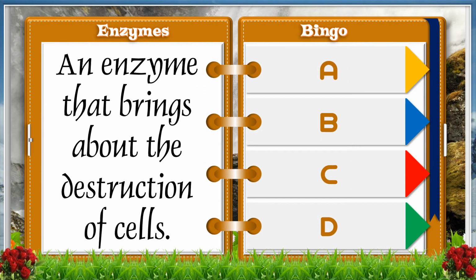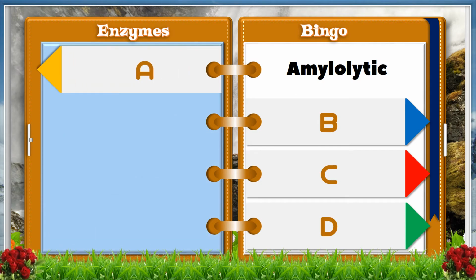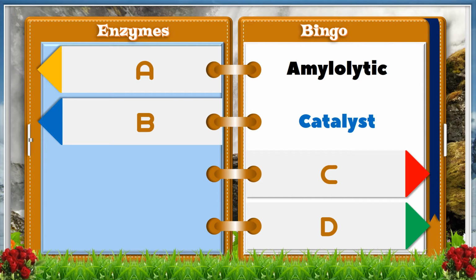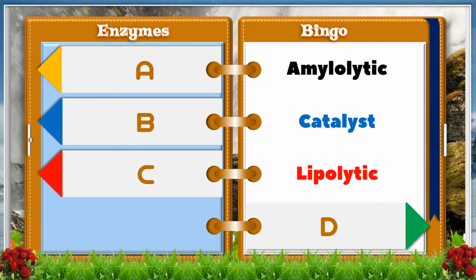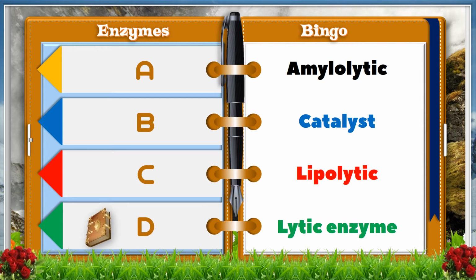An enzyme that brings about the destruction of cells. A. Amylolytic. B. Catalyst. C. Lipolytic. D. Lytic enzyme. And the answer is D. Lytic enzyme.